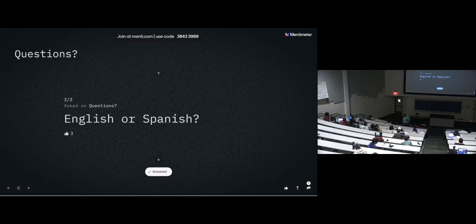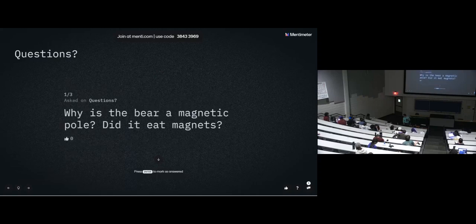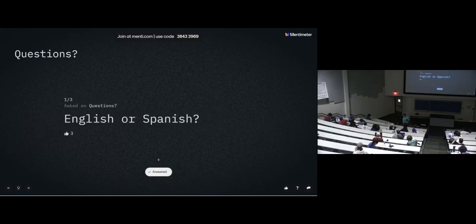Let's see. Why is the bear a magnetic pole? Did it eat magnets? No. If it ate magnets, it would not be a monopole. It's only a monopole because in this strange universe that we devised, the magnetic field lines point towards the bear, based off of that random question that I asked.